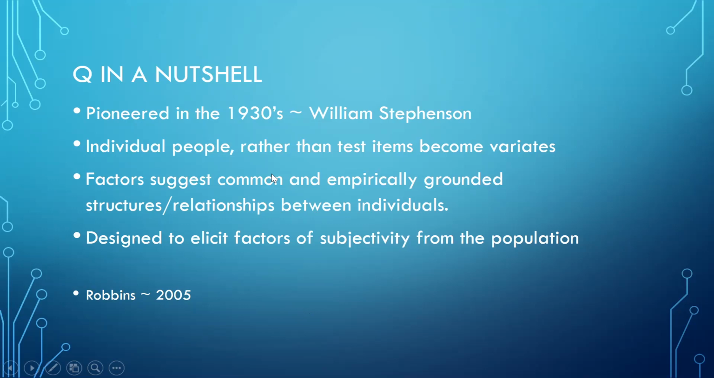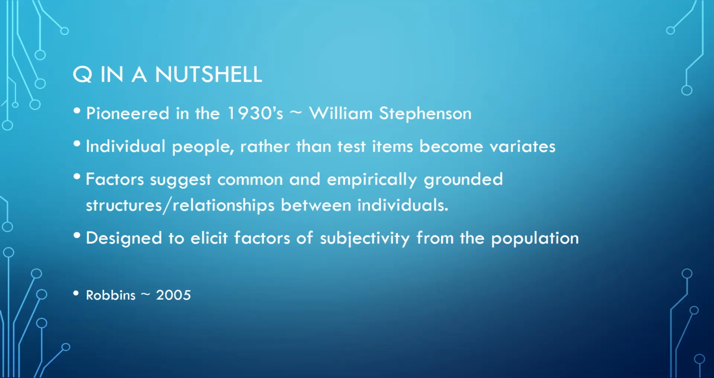The idea behind Q methodology is that rather than like a typical factor analysis, the individual people, rather than the test items, become the variates. So it's basically an inverted factor analysis where, again, the test items are not the variates, but the people are. And the factors, when they're analyzed, suggest common and empirically grounded structures and relationships between individuals. And Q methodology is designed to elicit factors of subjectivity from the population.